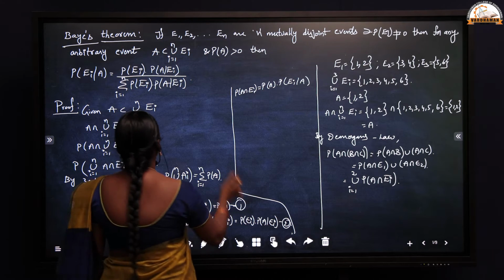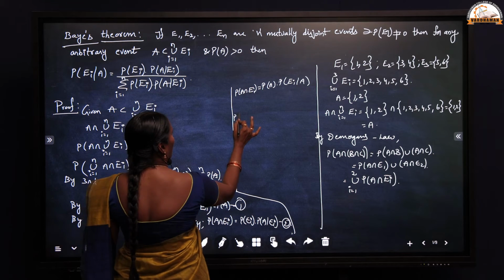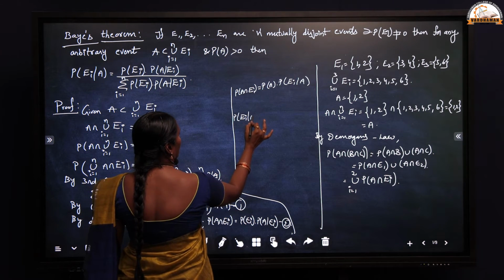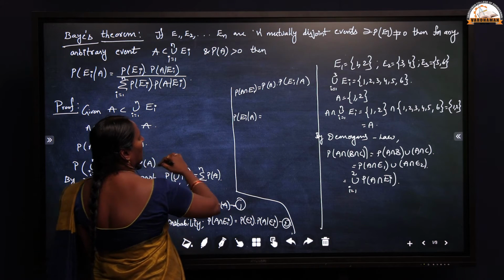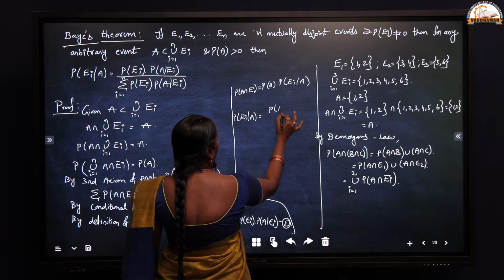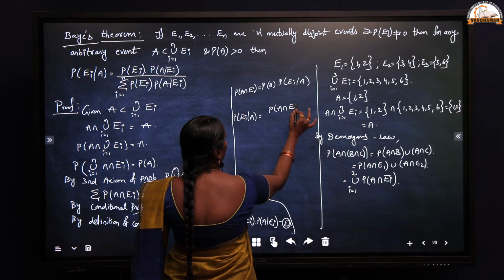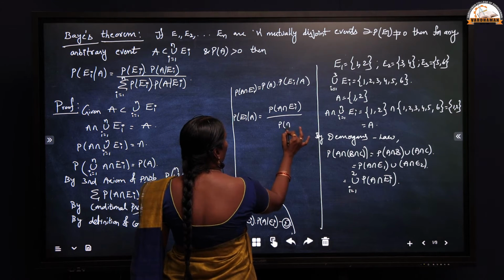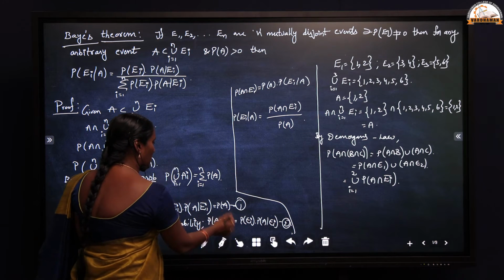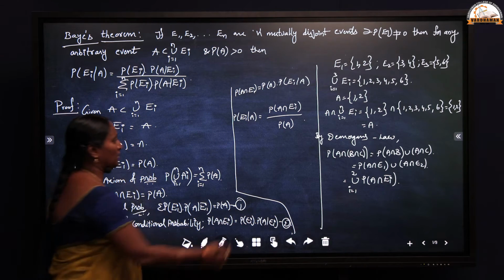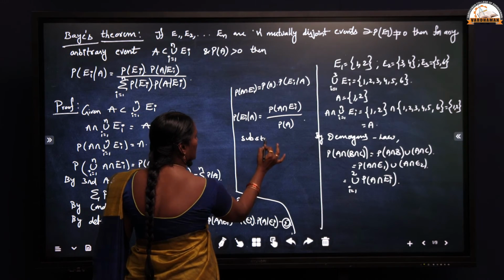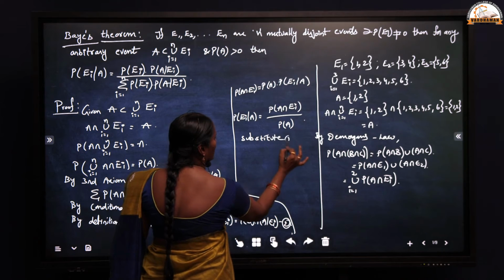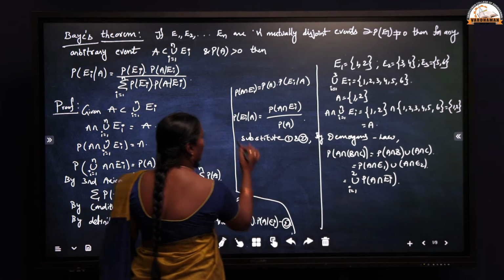Okay. So what are we going to prove now? P of Ei given A is equal to, what is P of Ei given A equal to? From this, how to write P of Ei given A? P of A intersection Ei by P of A. Okay, so now substituting equations 1 and 2 in this statement. Let us just substitute equations 1 and 2 here.